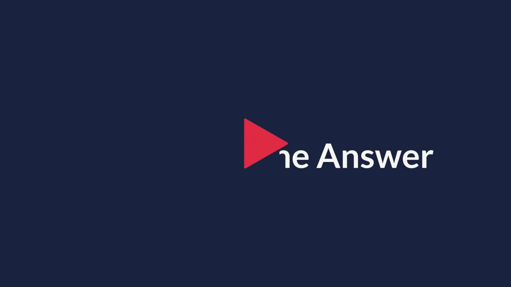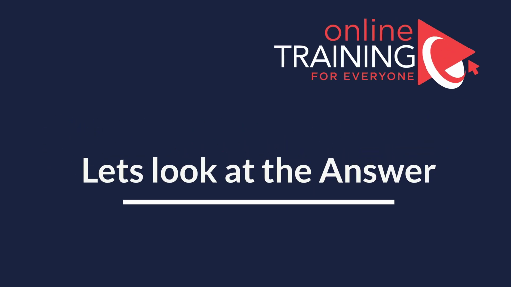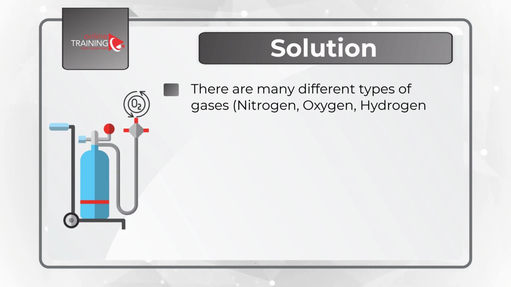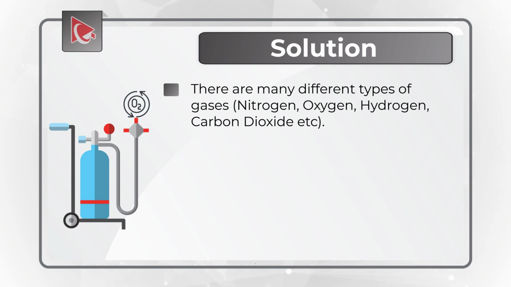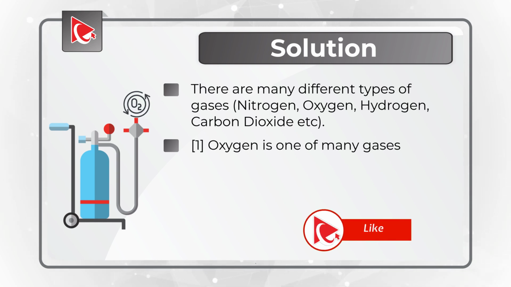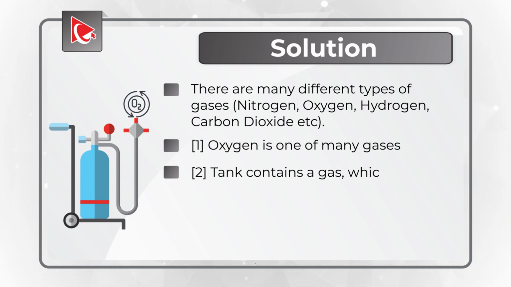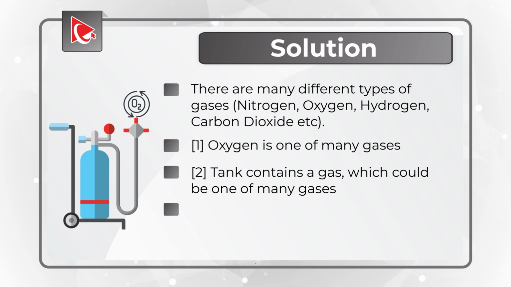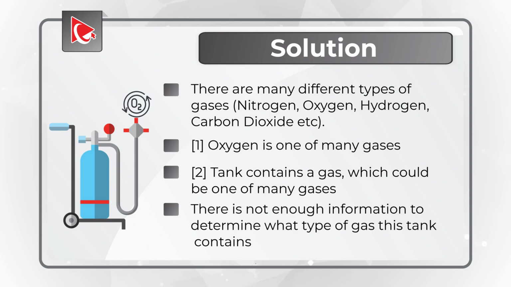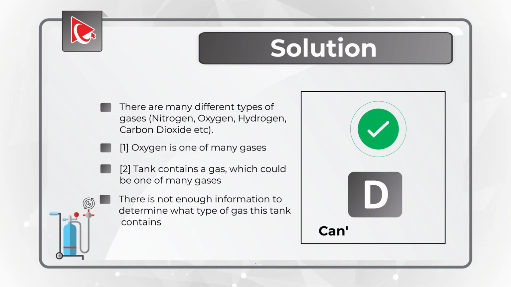Question is definitely worded very tricky, but the answer is very obvious. Let's look into details. Obviously, there are many different types of gases. For example, nitrogen, oxygen, hydrogen, carbon dioxide, and a lot of others. Oxygen is just one of many gases, which is clearly indicated in statement 1. And the tank contains a gas, which could be one of many gases, which is shown in statement 2. Based on this, there is not enough information to determine what type of gas is stored in the tank. So the correct choice here is choice D, cannot determine.